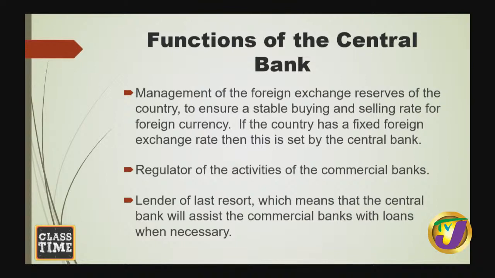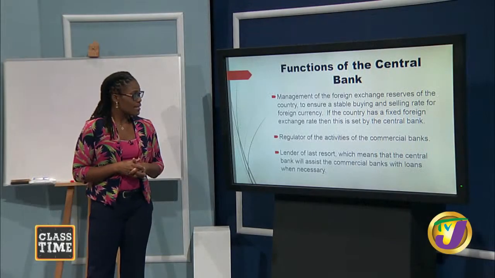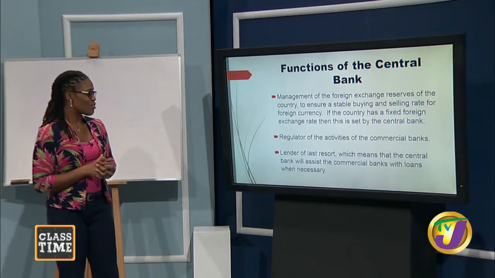Now, the central bank is the regulator of the activities of the commercial banks. And basically, what is this saying? It is saying that the central bank supervises the activities of the commercial banks. So there are certain regulations laid down by the central bank that commercial banks must abide by in order to operate legally.